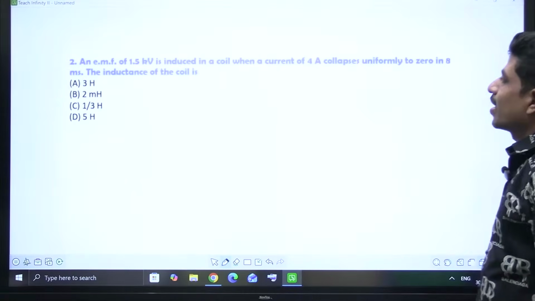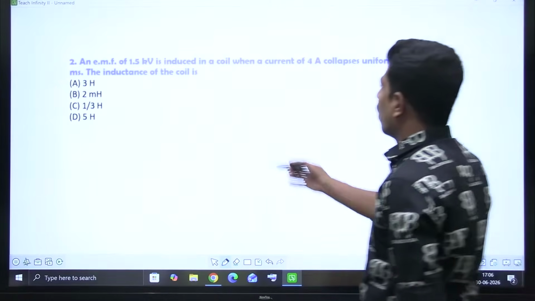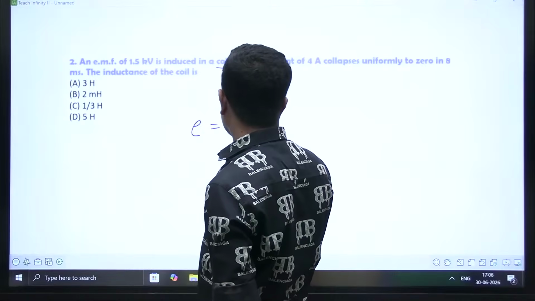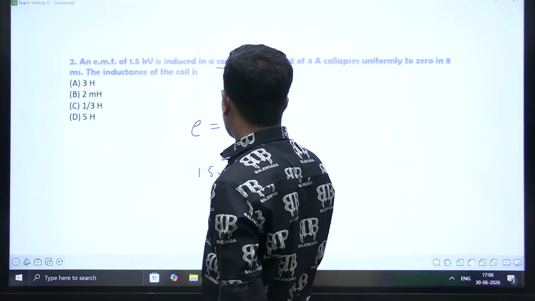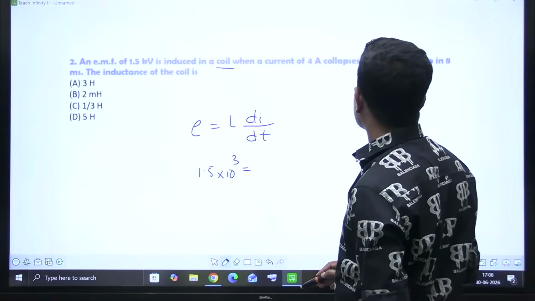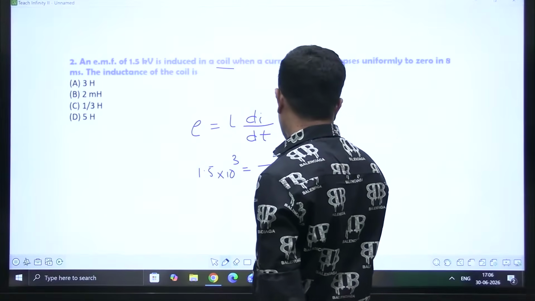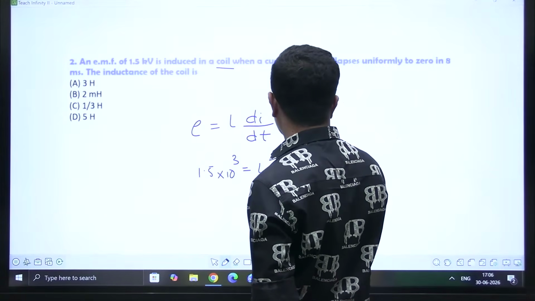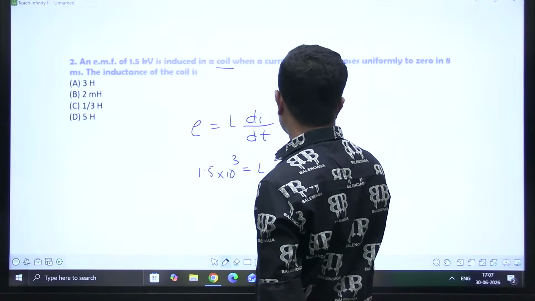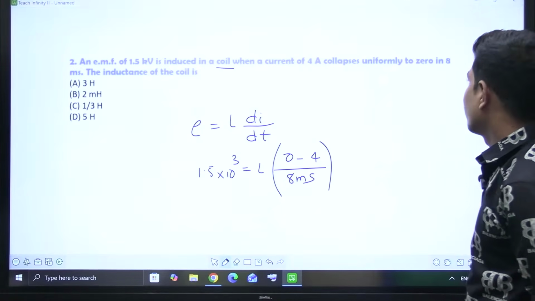That's a good learning. Next question: an EMF of 1.5 kV is induced in a coil. Coil means inductor, where E is equal to L di by dt. How much is it induced? 1.5 kV, when a current of 4 amperes collapses uniformly to 0 in 8 milliseconds. dt is 8 milliseconds, right? Di, 4 to 0, means final current is 0, initial current is 4, I2 minus I1 by T2 minus T1.